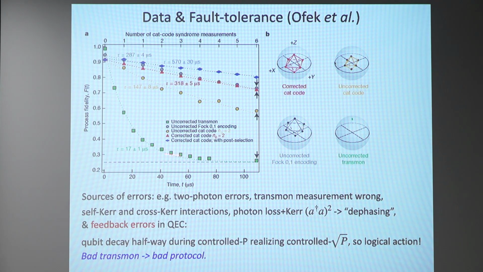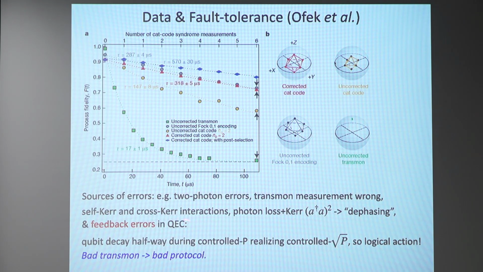All right, so the point is they do some comparison, they see an improvement. But this is an important point I want to make because it comes up also in a paper that appeared like 2 months ago. First of all, there are, of course, a lot of sources of errors. There are 2 photon errors in your interval that you couldn't correct. The transmon measurement is not perfect. There are effects of self-Kerr and cross-Kerr interactions. Then there is this thing, photon loss plus Kerr can induce dephasing. And then, this is an important thing, feedback errors.